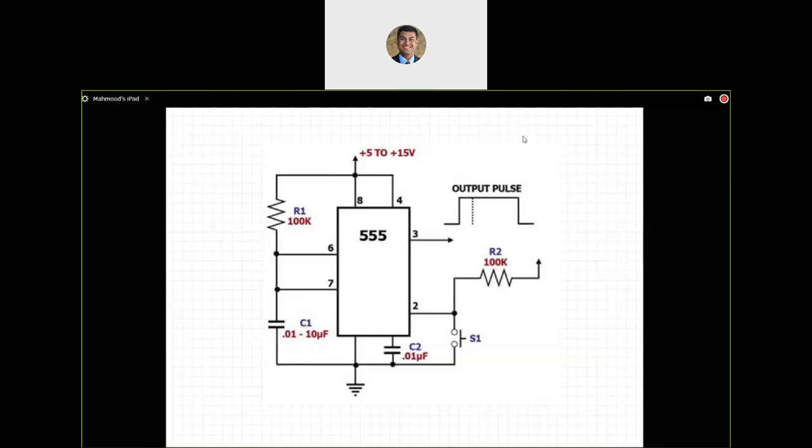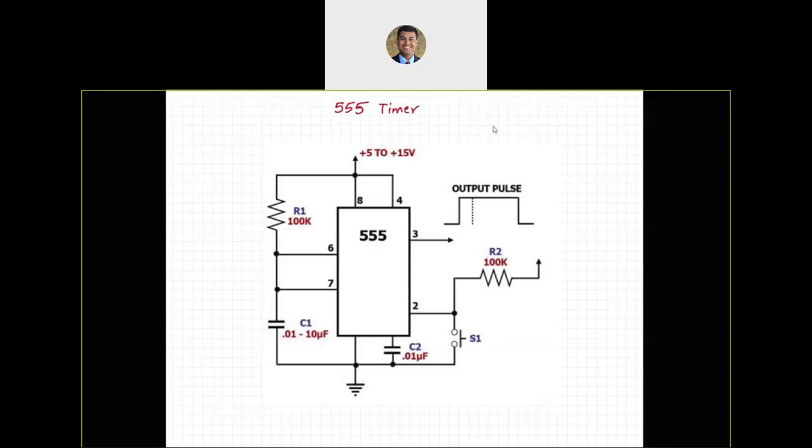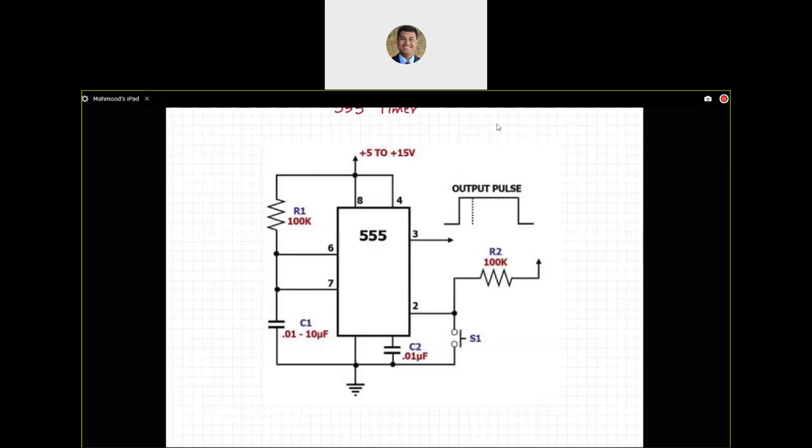Okay, so in project 3, we were talking about the monostable mode of a 555 timer used to debounce a switch. So this is the circuit that we have all been using, the 555 timer IC based switch debouncer.